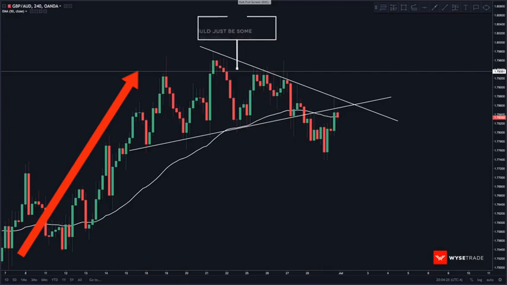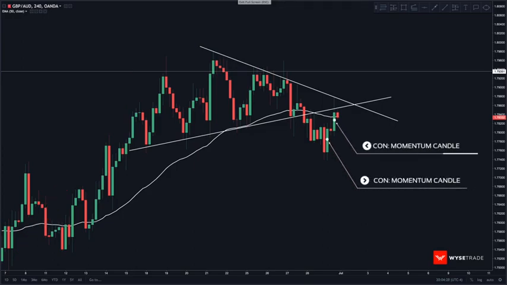What we saw next, we did not really like. We saw a momentum candle and then another momentum candle. What we were looking for was a long wick candle or multiple long wick candles rejecting this level, but we didn't get that. That's why we stayed out instead of jumping the gun short.